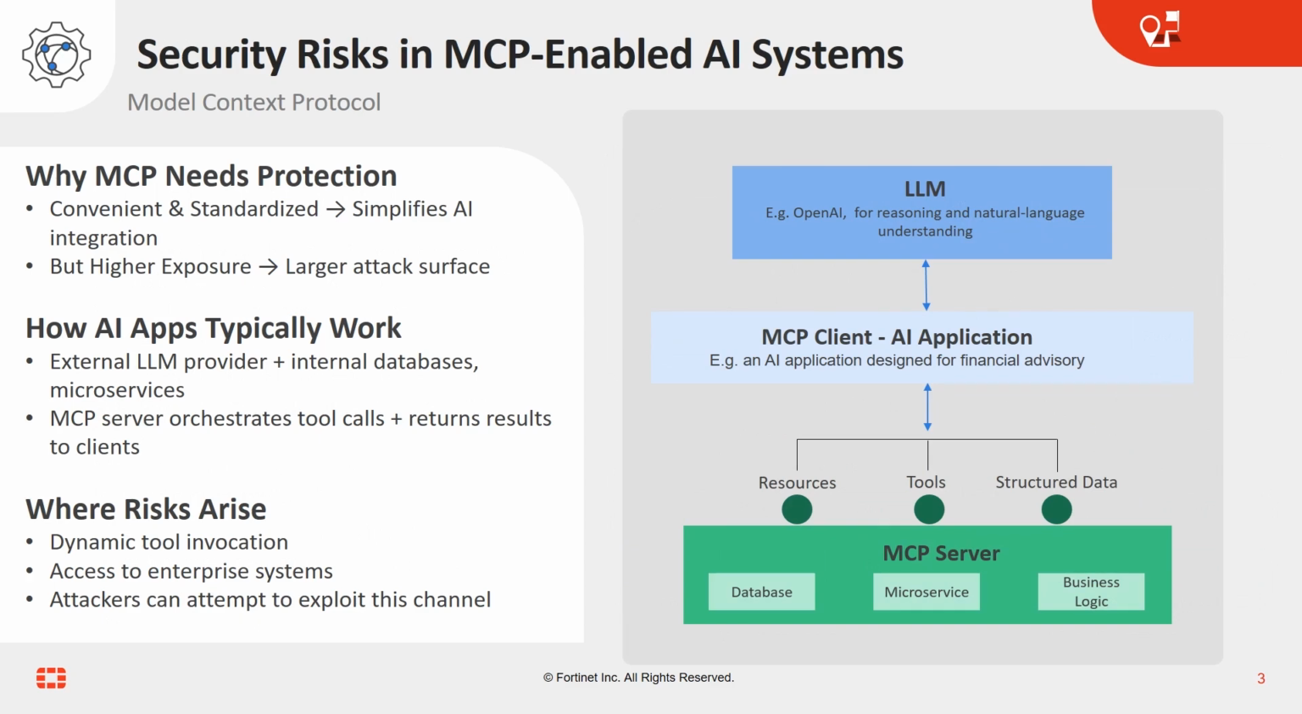MCP brings major convenience and standardization, but it also expands the attack surface if not protected. In a typical AI application, the system integrates both an external LLM provider and a variety of internal resources such as databases, tools, microservices, and business logic to deliver end-to-end functionality. To support this architecture, the MCP server must act as an orchestrator that executes tools based on the LLM's tool calls and returns structured results back to the MCP client. However, because this communication channel allows the LLM and MCP server to dynamically invoke tools and access enterprise systems, attackers may attempt to abuse it in several ways.